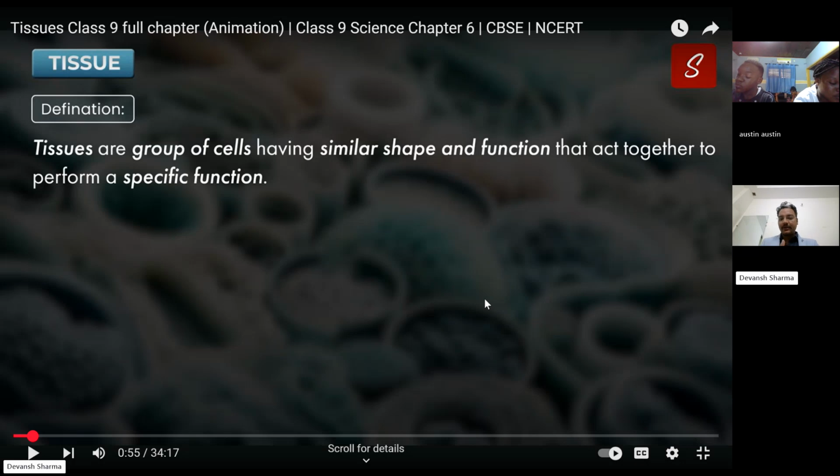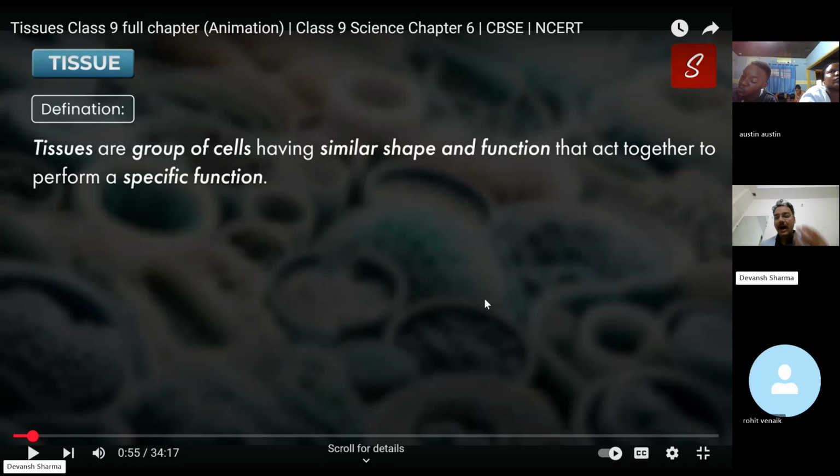Here you can find the definition of tissue: tissues are a group of cells having similar shape and function that act together to perform a specific function. For example, heart tissues perform the function of the heart only, and eye tissues perform the function of the eye only. Similarly, our alimentary canal, which starts from the mouth and ends at the anus, has different functions. Mouth will have a different function, stomach a different function, but their tissues will be similar.